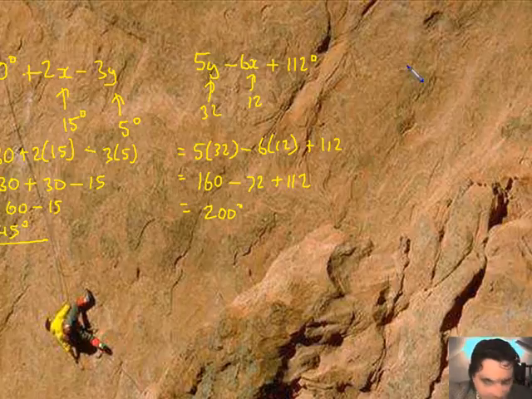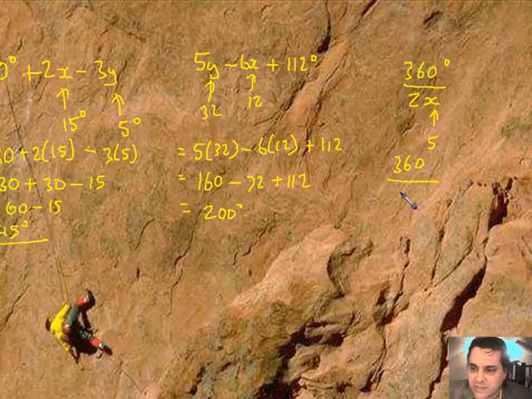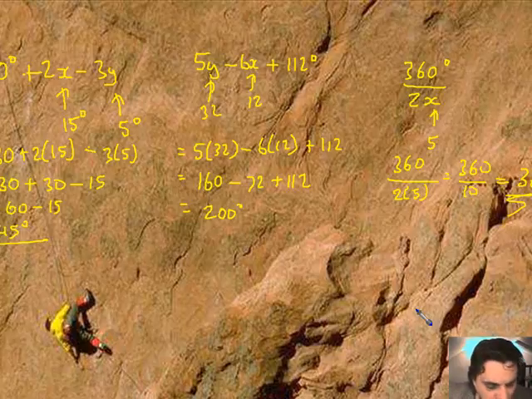E says this. I've got 360 degrees divided by 2x, and I'm told in the question x is 5 degrees, so substitute 5 in there. In other words, I've got 360 divided by 2 times 5. In other words, 360 divided by 10. In other words, 36 degrees. That's that one done.